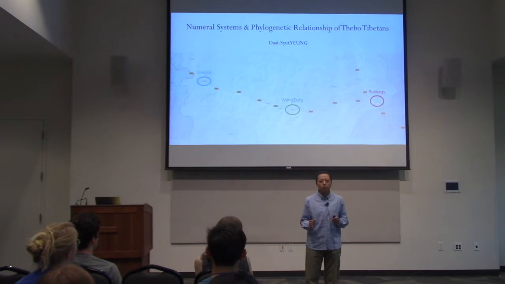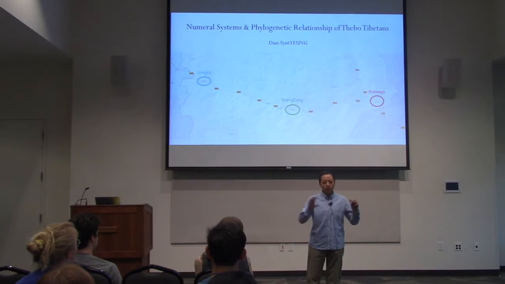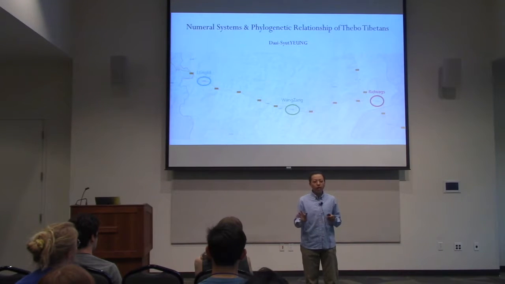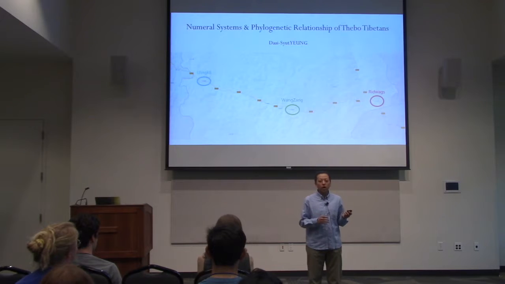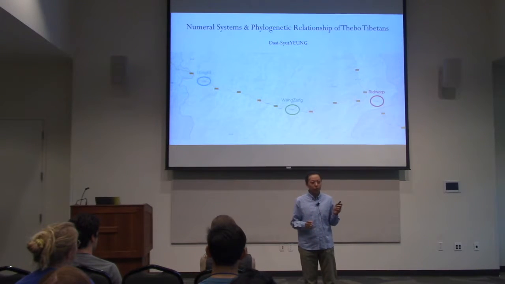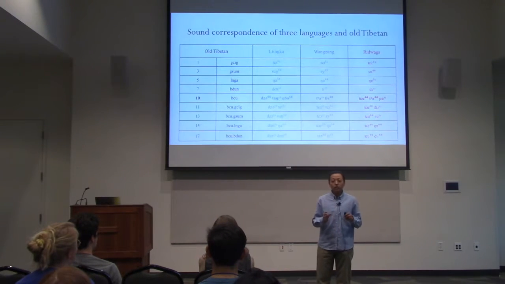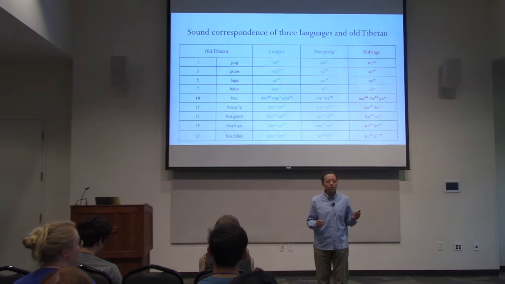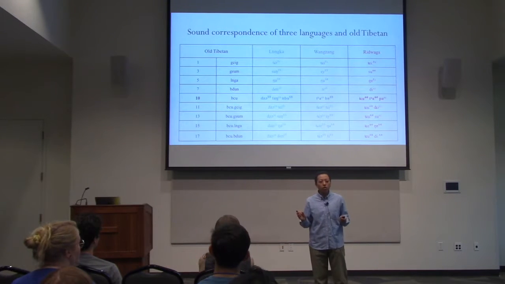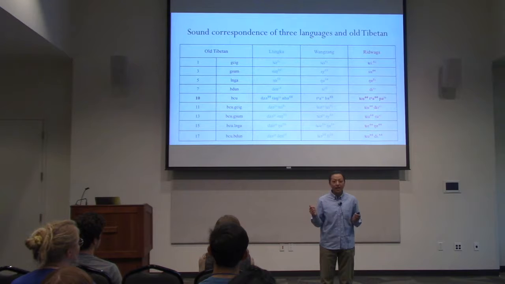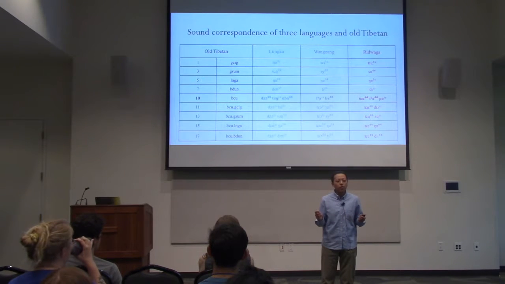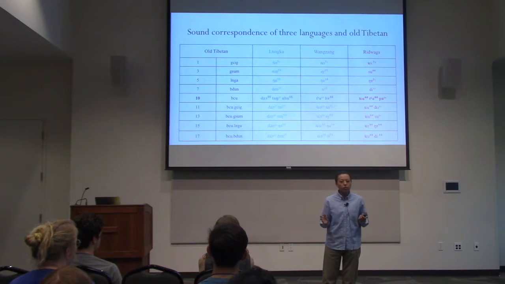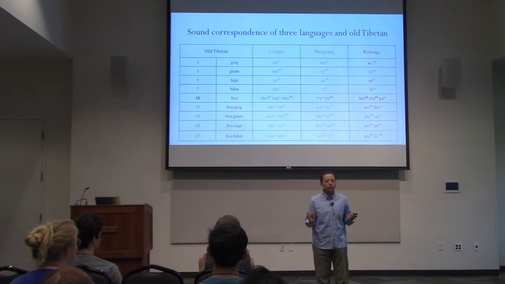Countries belonging to Tibetan are distributed along this yellow line on the map. We can label them in different colors. Ridwags is the red one. These three languages can establish some correspondences with Old Tibetan from number 1 to 19. And there are also a lot of basic words that can establish some correspondence. So we have the evidence to prove that they are cognate languages.